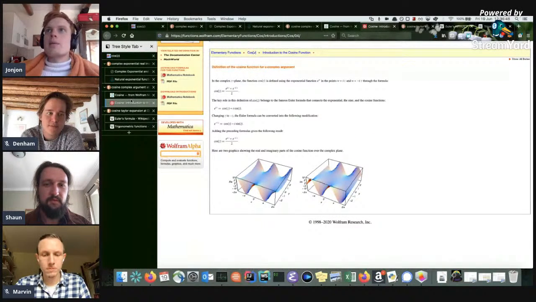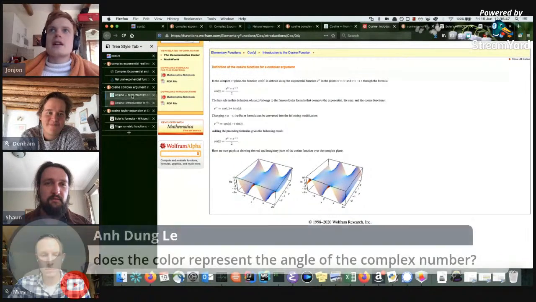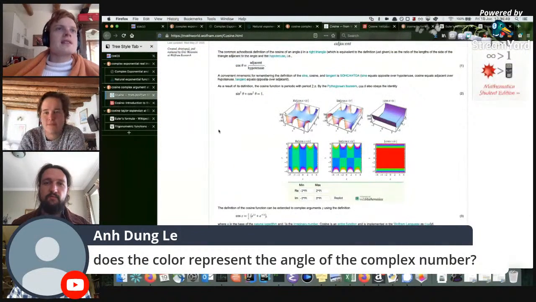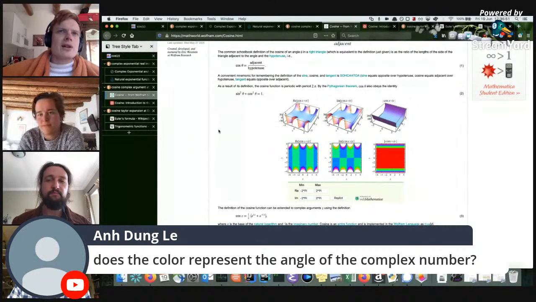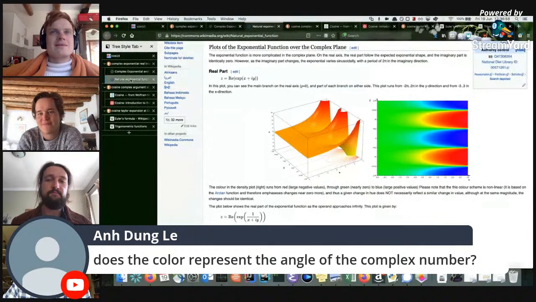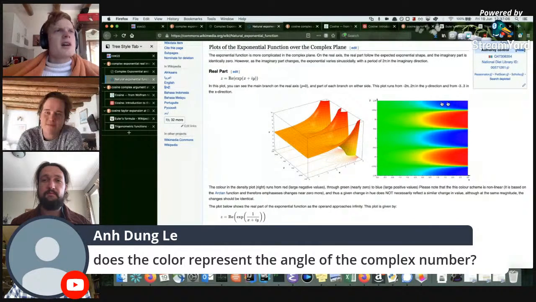I'm going to put some questions to you while we're looking at these colors. Question 1: does the color represent the angle of the complex number? It might. Okay. You mean this bit over here, right? We're talking about this color. Yeah.